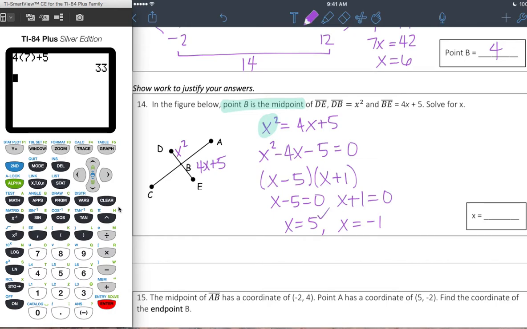Okay, now I'm going to plug in our -1. So we're going to have -1 squared, and that's just going to give us a +1. And then we have 4 times -1 plus 5, checking that answer as well. And again, we have a positive answer. So both of our answers are valid answers.